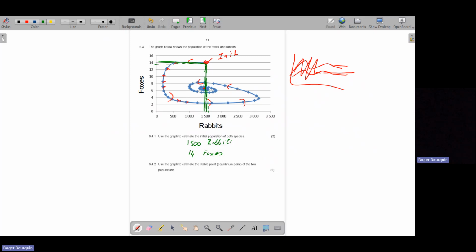The stable point, the point of equilibrium, well, it's that value again over there, around about 1,500, and then around about there, looks like about 7. So maybe a bit less. I don't know, there's a bit of error. I said approximately 1,450 rabbits and approximately 7 foxes. Right, so that's just reading off, understanding that graph.